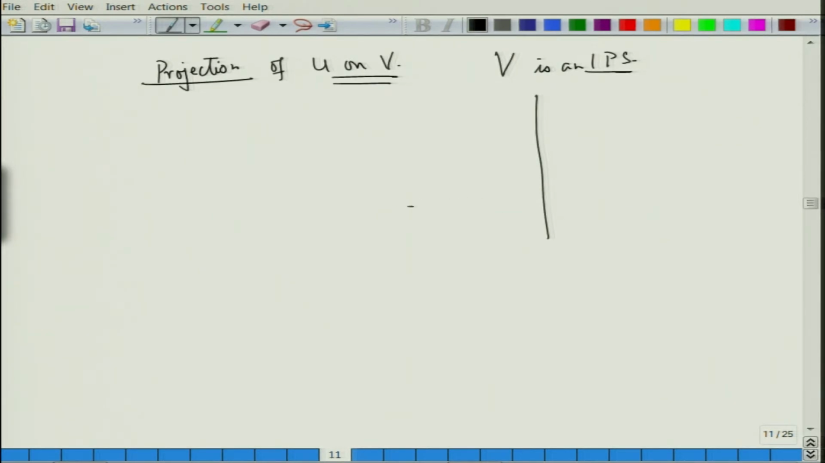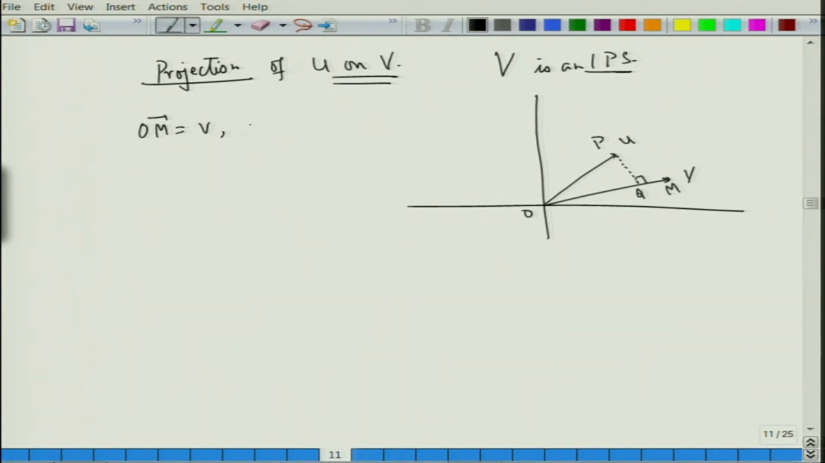So this is what I have. This is my V vector, this is my vector U, and I want to look at the projection here. So this is 90 degrees. Let me write those points here: O, P, Q, M. So the vector OM is your vector V, OP is your U. The number OM is the length of V, and the length OP is equal to the length of U.